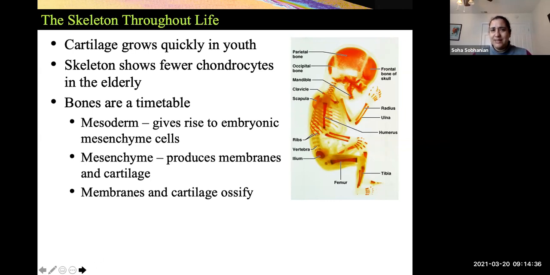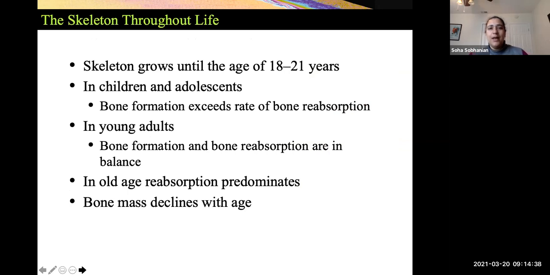So nothing new in this slide. Here is the development of the bone. Again, skeletal growth continues up to the age of 21. Depending on the textbook, some people say up to age of 25.